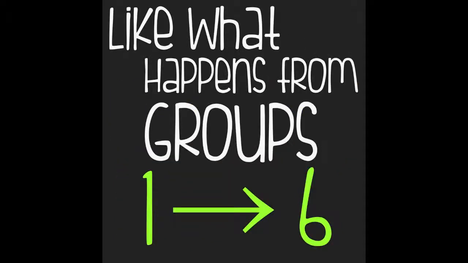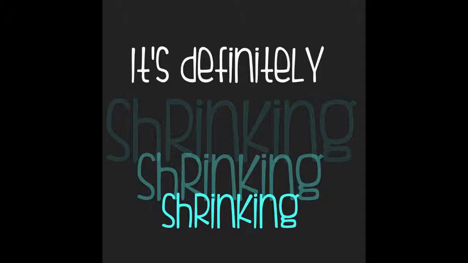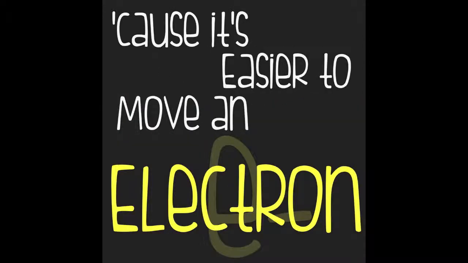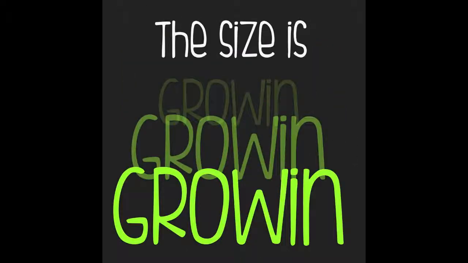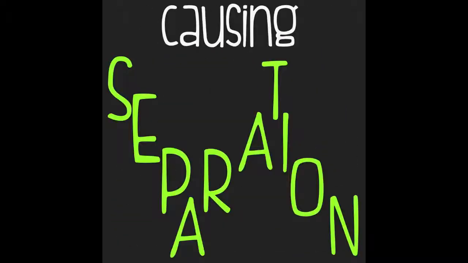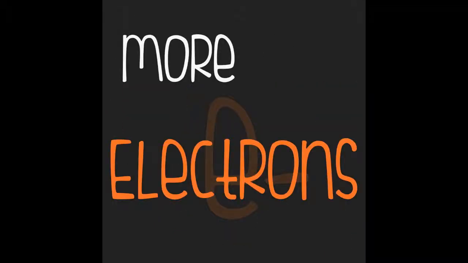Like what happens from group 1 to group 6. So what about from period 1 down? It's definitely shrinking, because it's easier to remove an electron from its bottom than the top. The size is growing as it's heading down the group, cause separation. Now the nucleus can't attract, cause the more electrons, more electrons, more electrons.